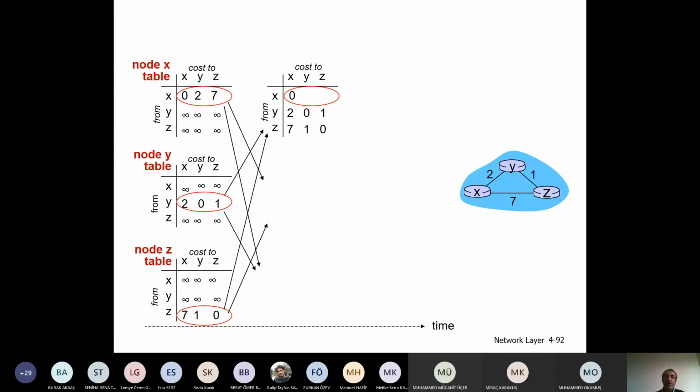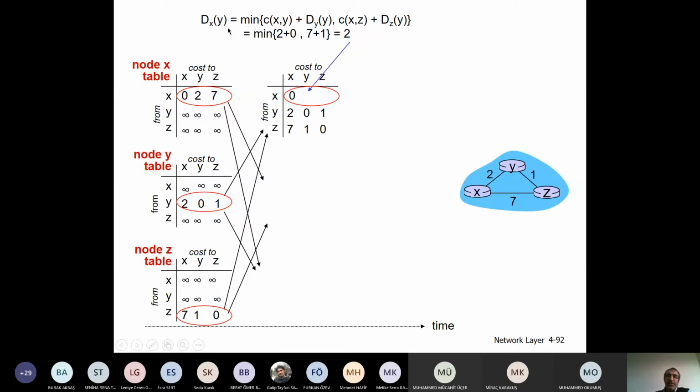Now it's time to share this information among the neighbors. First of all, node Y is going to share its information, 2 0 1, in the second period, and node Z is going to share its information with X, which is 7 1 0. Based on this information, let's calculate the DV estimate. What was the DV estimate? Remember, it was the cost to the neighbor plus the neighbor's cost to the destination.